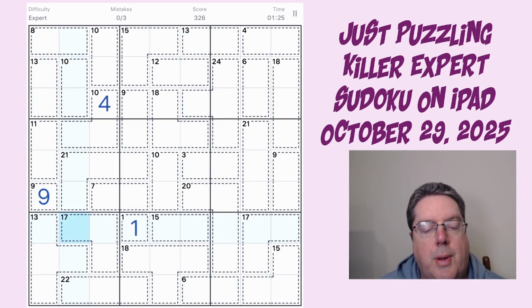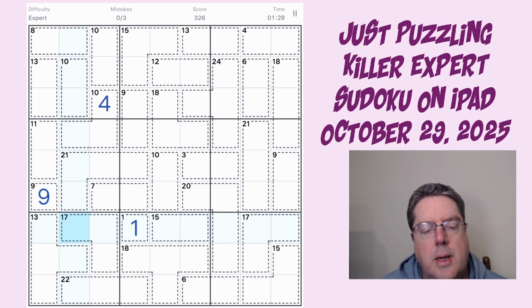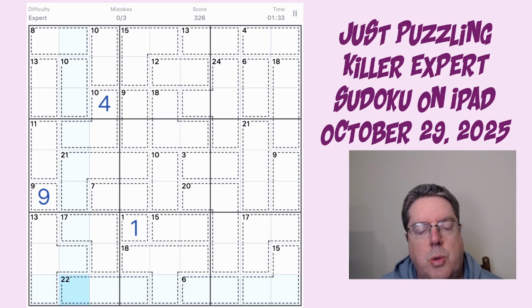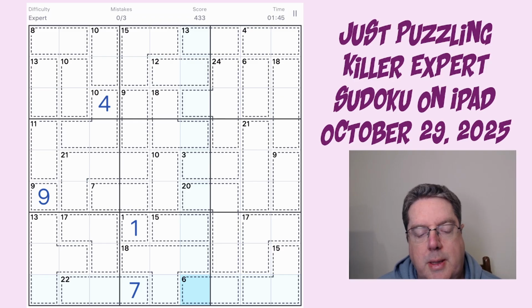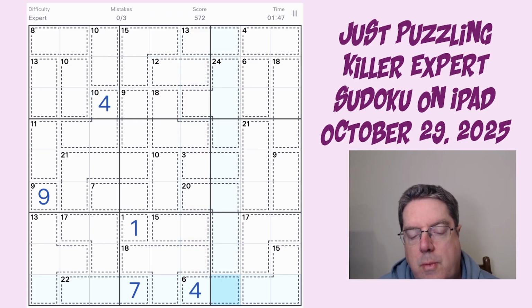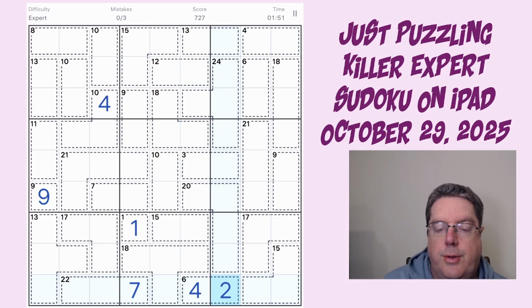So 13 plus 17 is 30. So this is going to be 15 to get to 45. 15 from 22 equals 7. 7 plus 18 is 25. Plus 15 is 40. Plus 1 is 41. So this is going to need 4 to get to 45. 2 makes up the number to get to the 6.